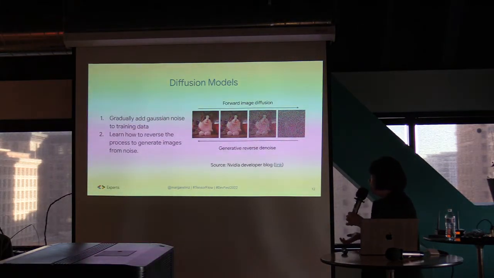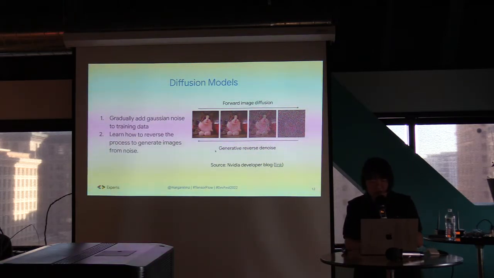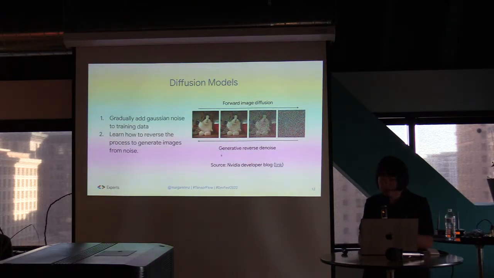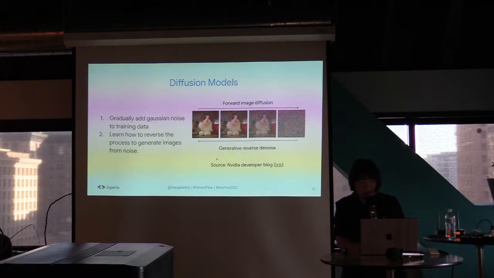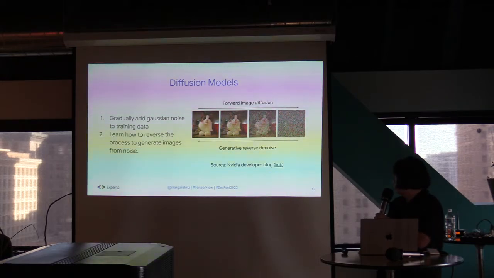And then diffusion model. How does it work? Diffusion model really gained the popularity in recent years. And how it works is basically by gradually adding the Gaussian noise to training data, then try to learn to reverse the process to generate the image from the noises. So this is the forward, and this is the reverse process.